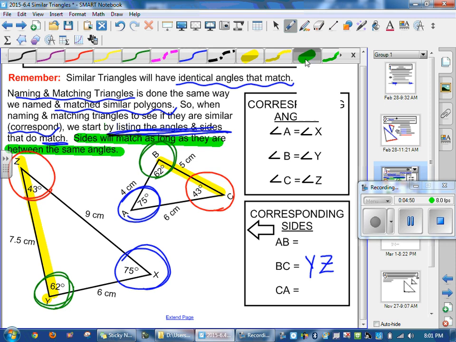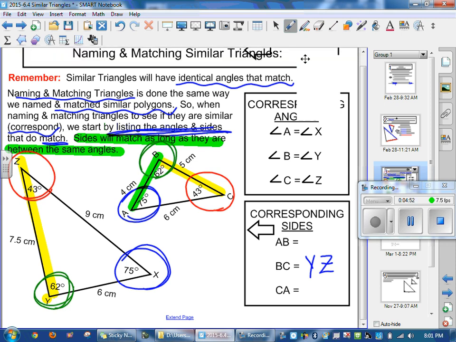If I take AB, for example, on the small one, AB is between 75 and 62. So now try to find 75 and 62. It is our very bottom leg. So the bottom leg of that triangle is going to match the green leg on the top triangle, the small one, because they're between the same angle. This is very important to match them up properly. So that means side AB is going to match side XY.